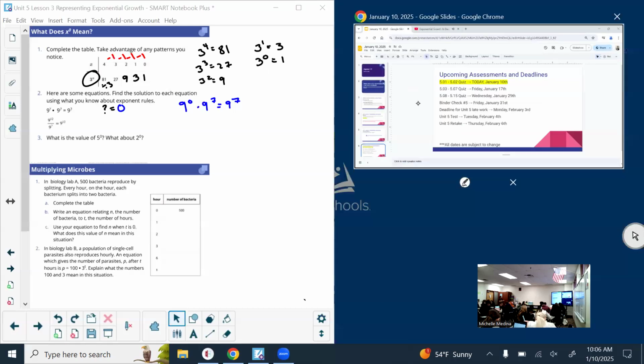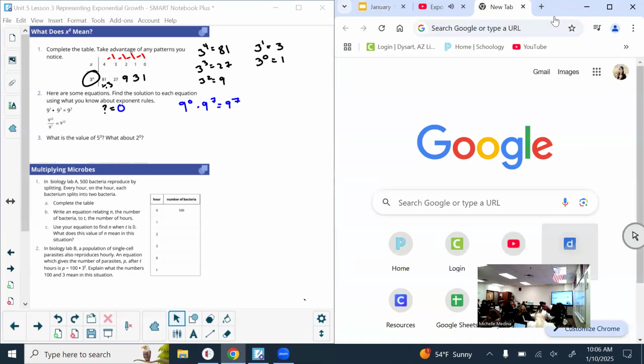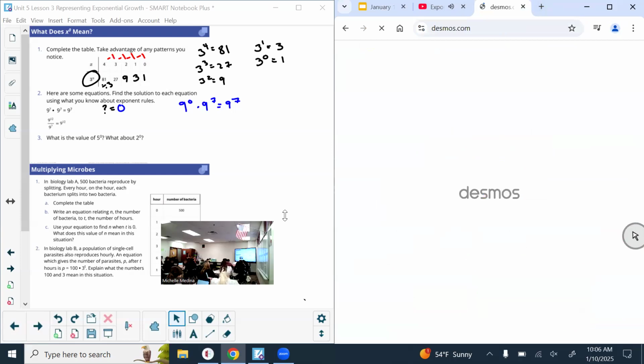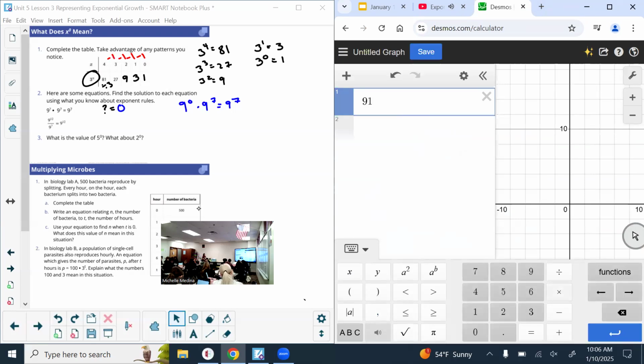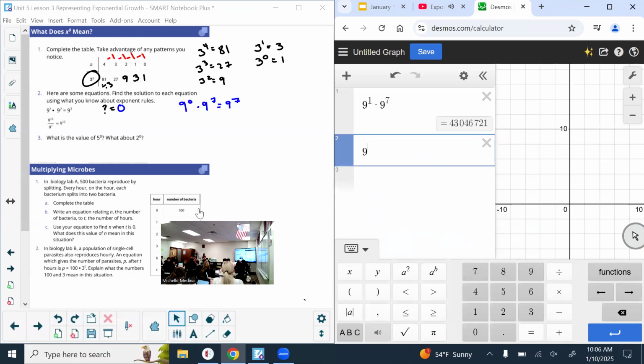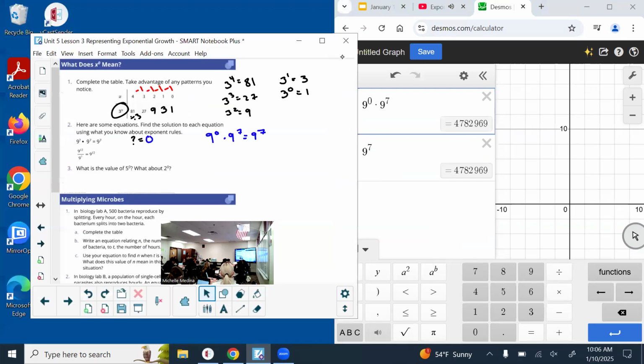Also, if you weren't sure, you could have typed it in your calculator to check. For example, someone earlier thought it should be 1. Well, if I did 9 to the power of 1 times 9 to the power of 7, and then in a different cell, I did 9 to the power of 7, those are not the same numbers. But when I change that to a 0, now they're the same. So that does have to be 0 for that one.